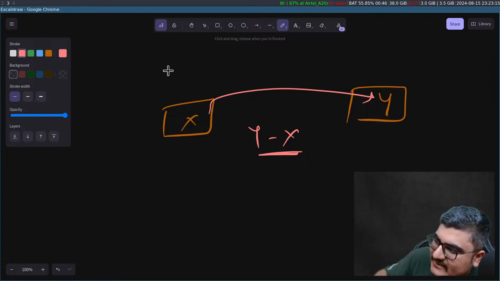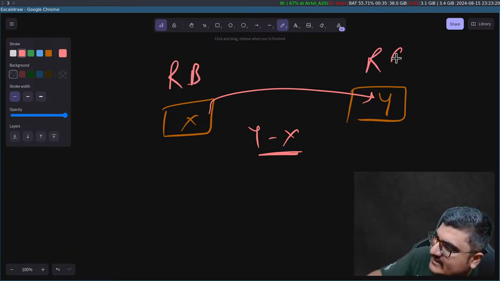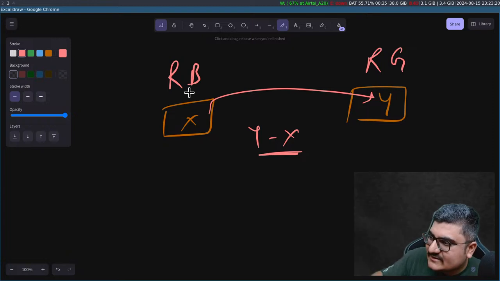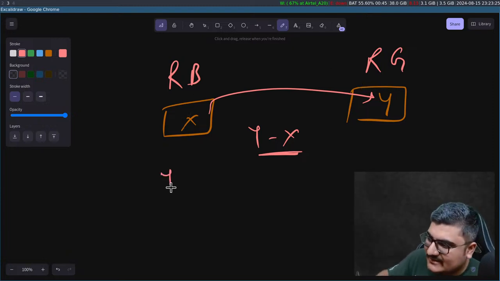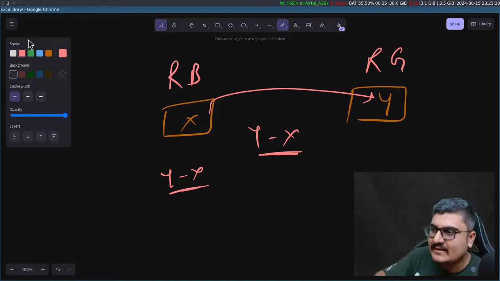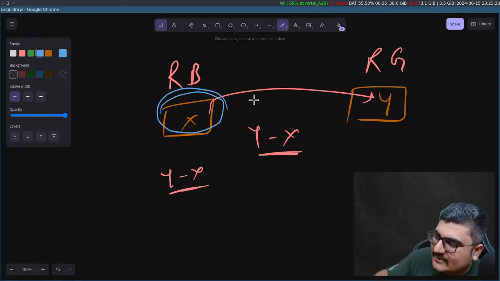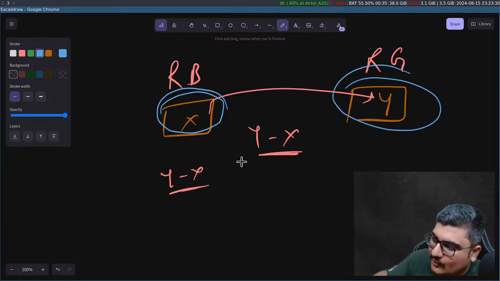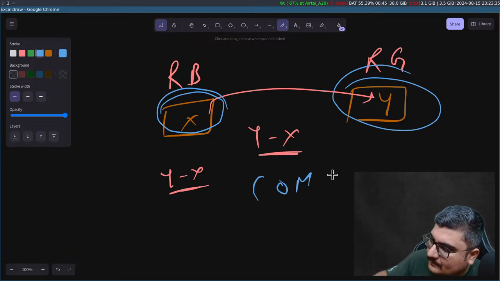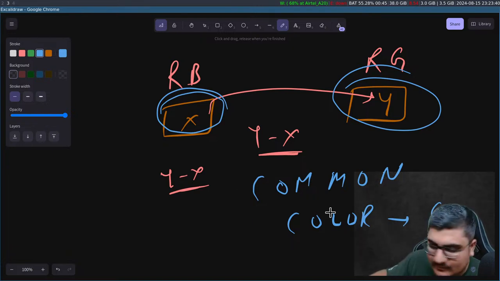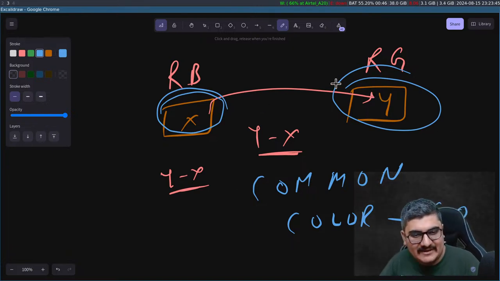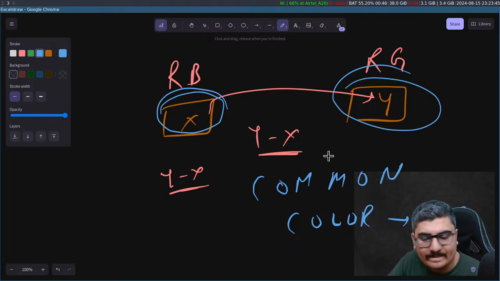So let's look at the initial colors of X and Y. Let's say this is red blue and this is red green. In that case, it is possible to directly go from X to Y, and we should print Y minus X in this case. If these two have any common color, then directly go on this path from X to Y, Y minus X, and that would be the answer.